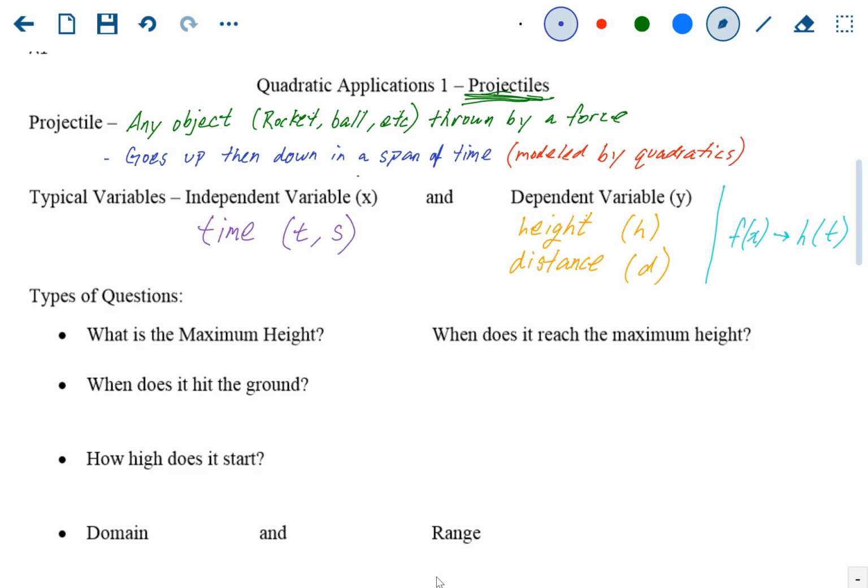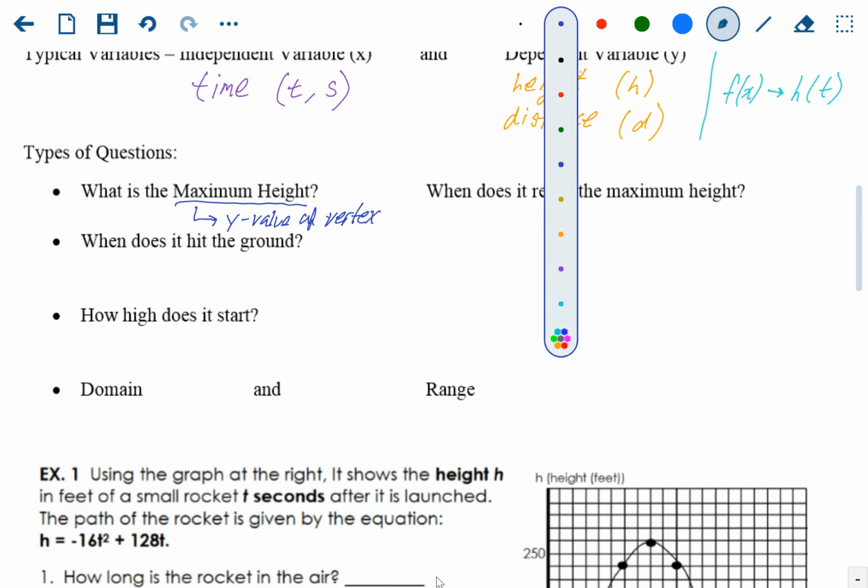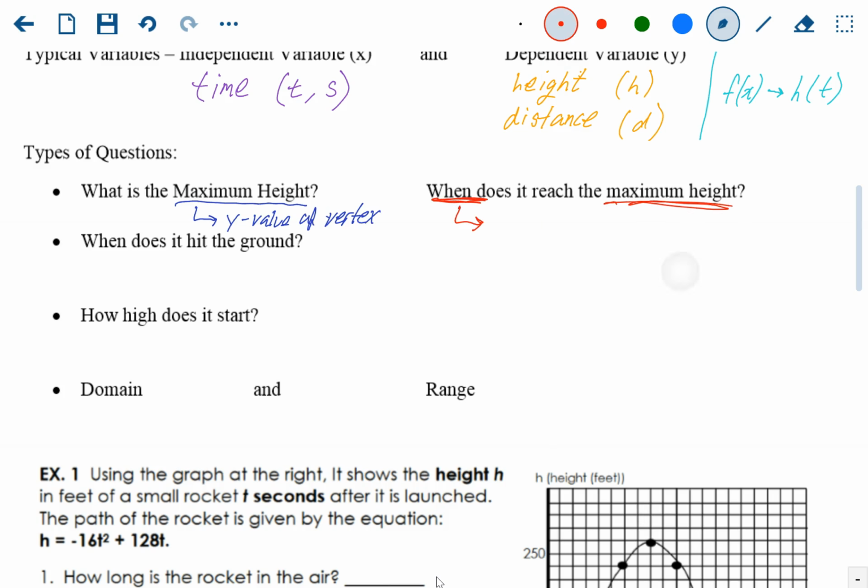Now we have to be able to discern between the different types of questions we're going to be asked. If it's asking for the maximum height, the maximum of a parabola is the vertex. The maximum height would be the y value of the vertex. That's a what question. The next one's a when. When does it reach the maximum height? Well, the when is time. It's going to be the x value of the vertex, the independent variable. So the max height questions are always think vertex. A when is the x value. A what is the y value.